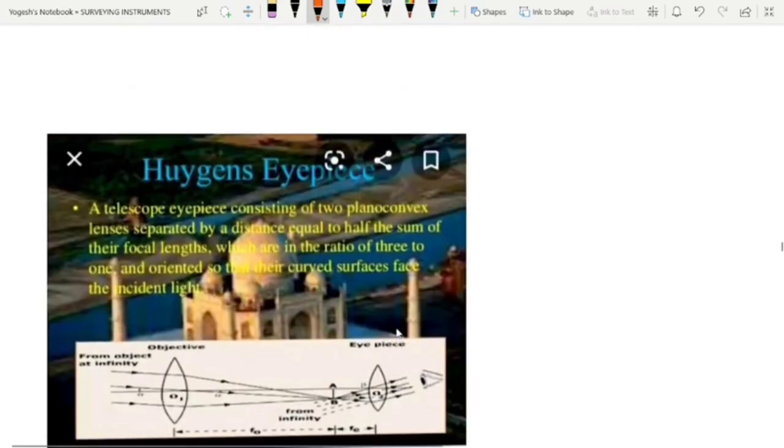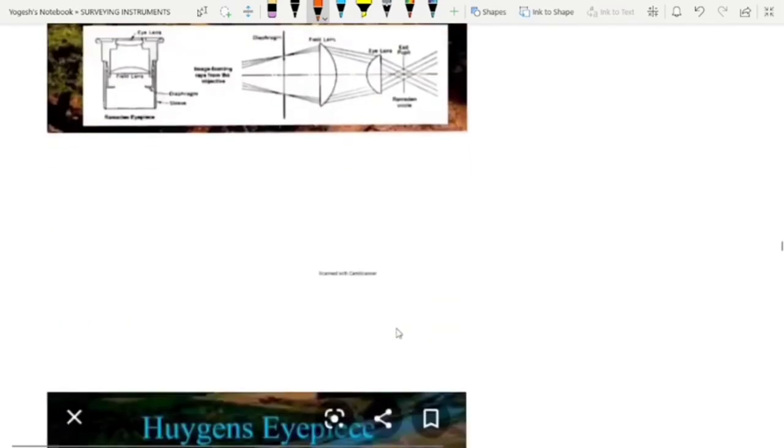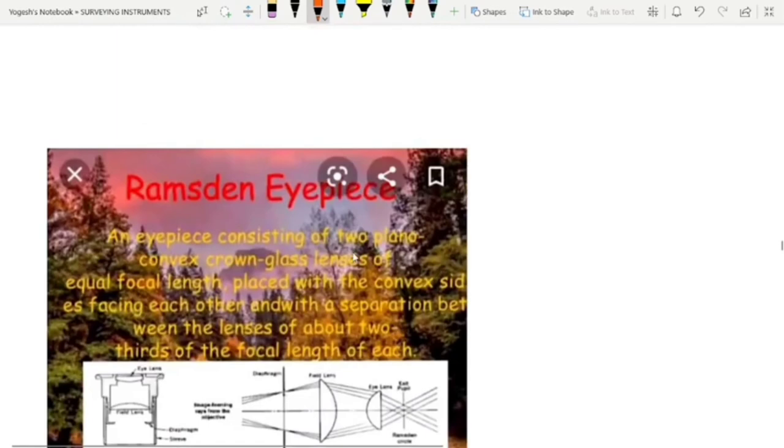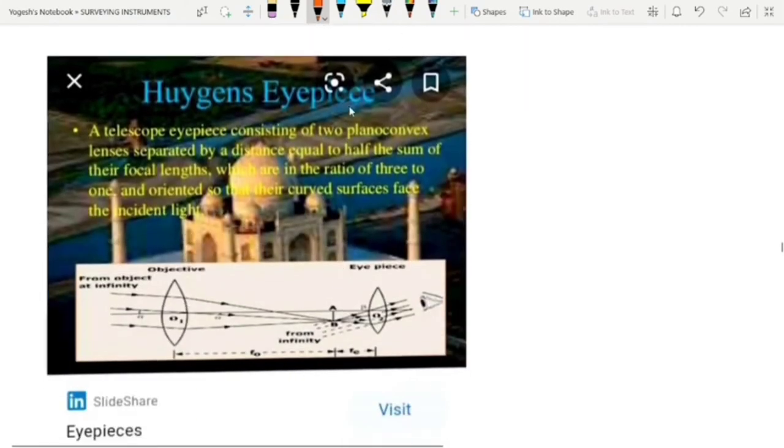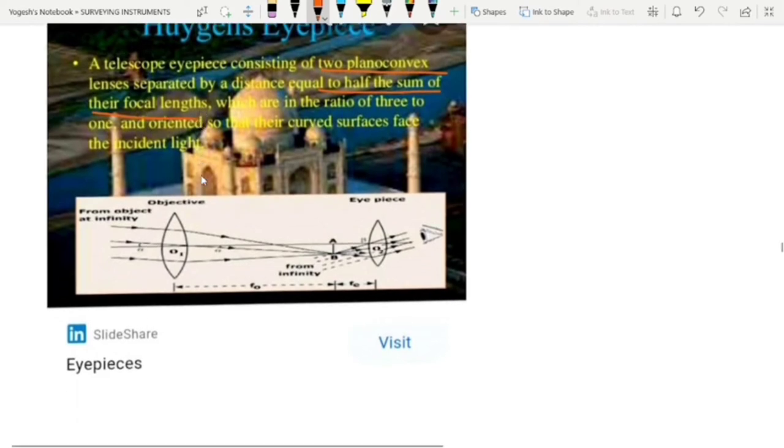In general, Ramsden eyepiece is commonly used, having two plano convex lenses, and the distance in between them should not be more than 2/3 of the focal length of each convex lens. This is Huygens eyepiece, which also consists of two plano convex lenses separated by a distance equal to half the sum of their focal lengths, that is (f1 + f2)/2, or you can say the average.